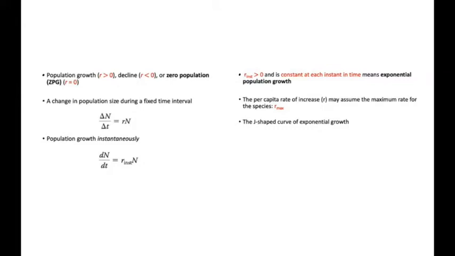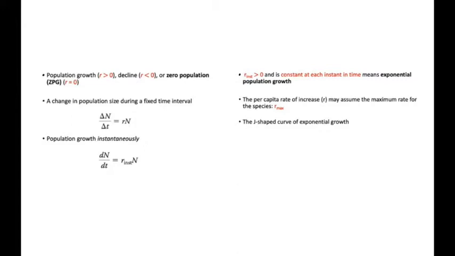So today I'm going to teach you about a term in population ecology, which is exponential growth. When the population grows, it means r is greater than 0, and when r is smaller than 0, then it's population decline. Or there also could be a situation where there is zero population growth, which is r equal to 0.